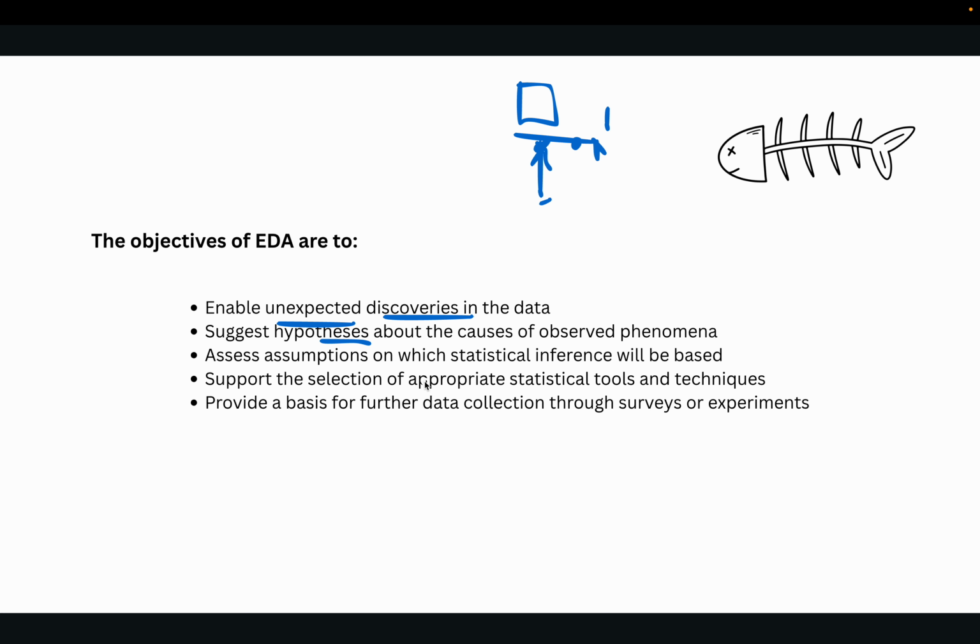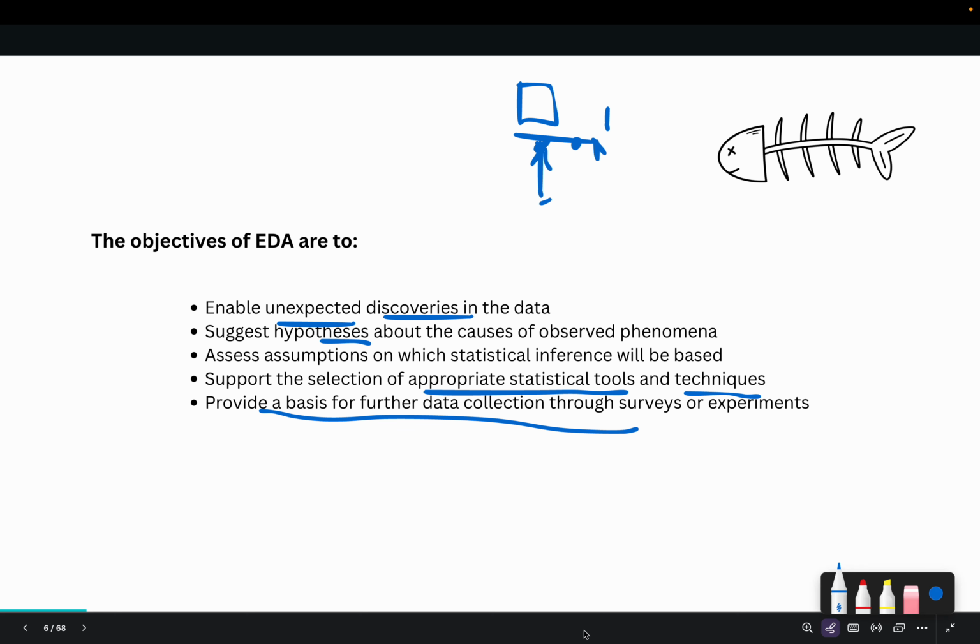Then assess assumptions on which statistical inference is based. Support the selection of appropriate statistical techniques. Once you do EDA, you'll come to know which tools to use for statistical techniques or training techniques also. It provides a basis for data collection through surveys or experiments.